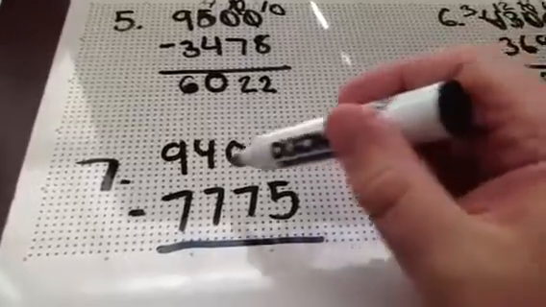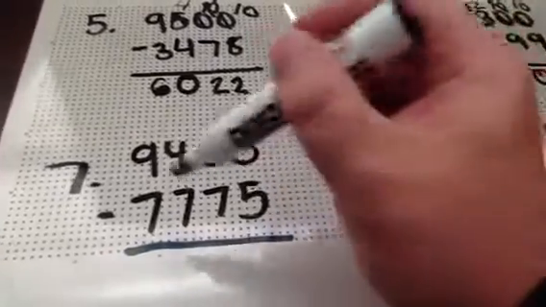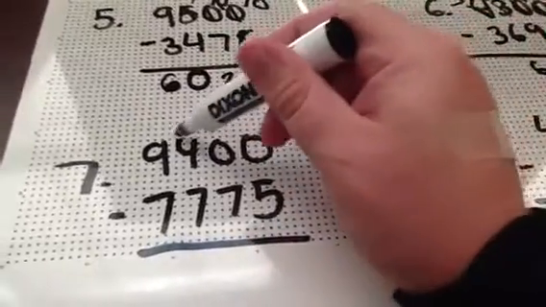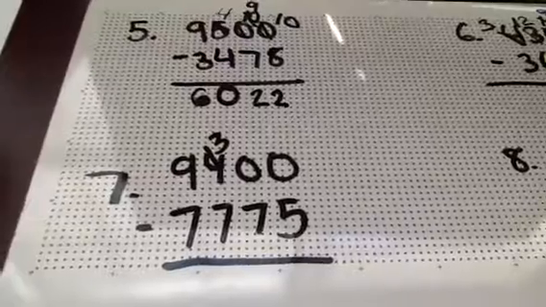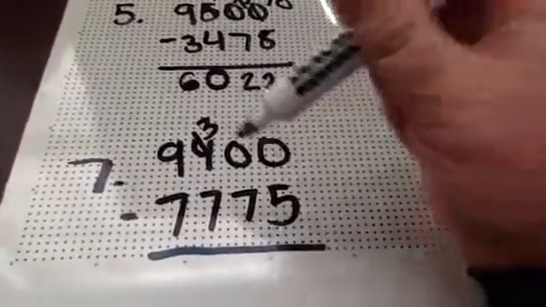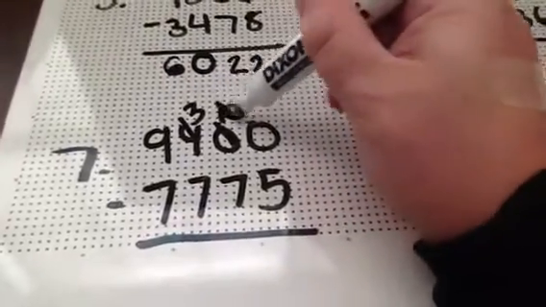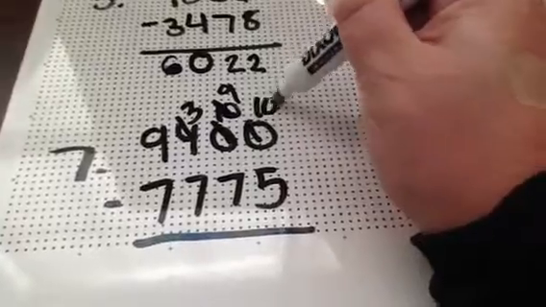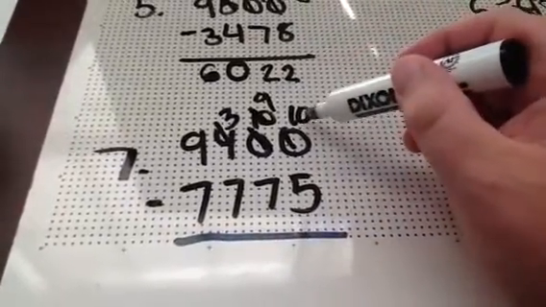Okay, on this one, we have 9,400 minus 7,775. We're going to start with the 4 because it's our first place value with a number besides 0. So we're going to cross it off and make it a 3. The 0 becomes a 10. We still need to borrow because we have to subtract over here in the 1s. So you put a 9 up and a 10.